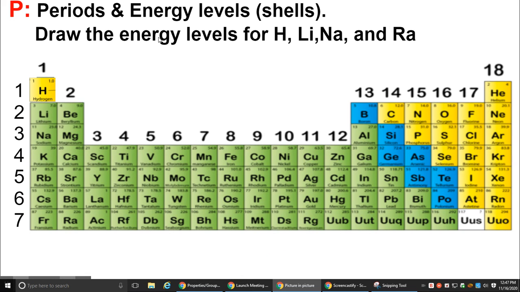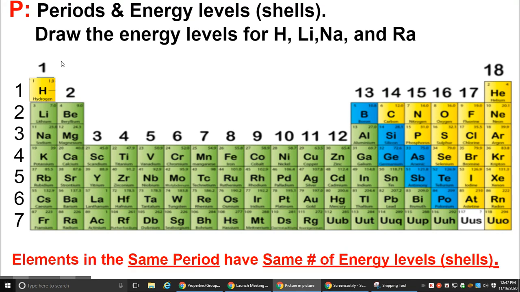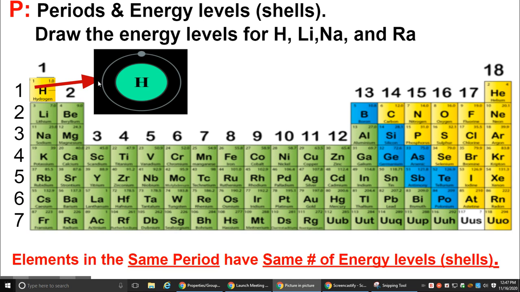Periods and energy levels. Shells. Let's draw the energy levels for hydrogen, lithium, sodium, and rubidium. Elements in the same period have the same number of energy levels or shells. So if you're in period 1, you have 1 energy level around your nucleus.